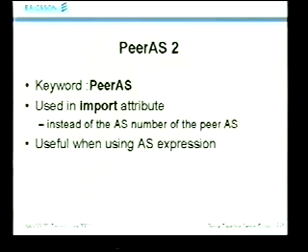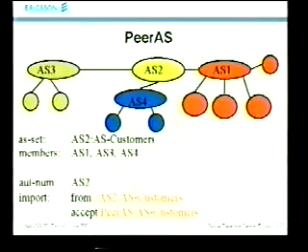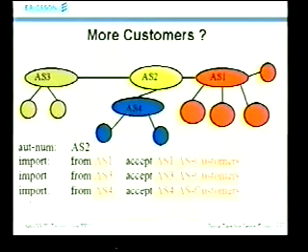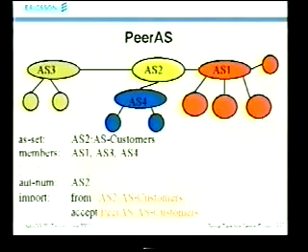You have a keyword, peer AS. It's used in the import attribute only, instead of the AS number of this peer AS. And it's useful when using AS expressions. So just to show you, instead of having to do this, you only have to do this.